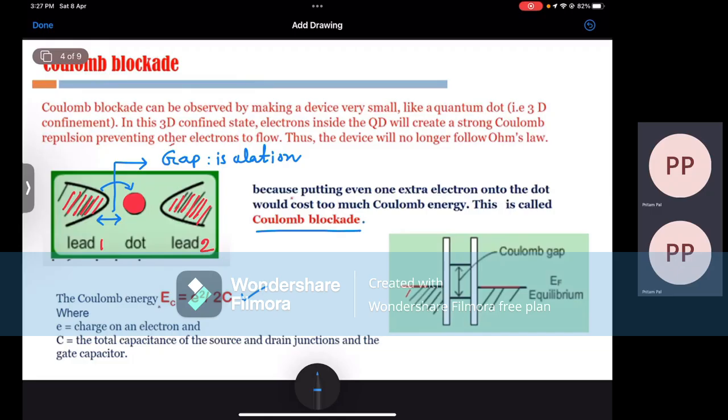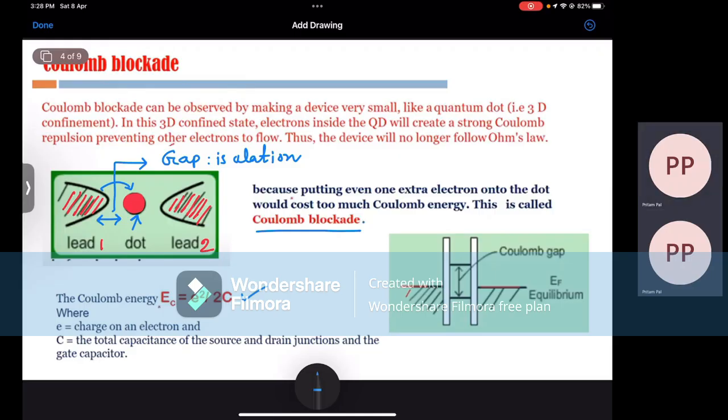Since we are trying to make this size as small as possible, the capacitance also becomes very small, as it's directly proportional to the length. Because of that, the Coulomb energy becomes very, very high. So if you want to add one extra electron to this dot, that will cost a huge amount of energy. You need an excess amount of energy, right?